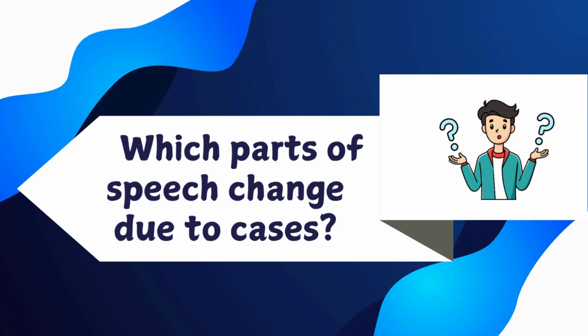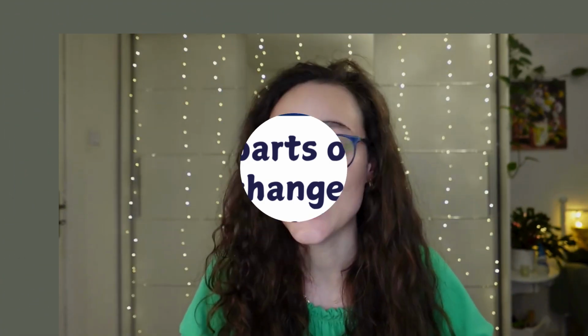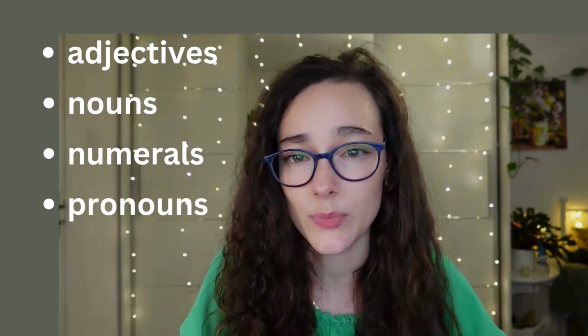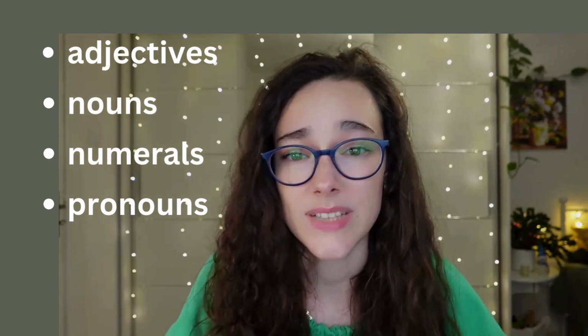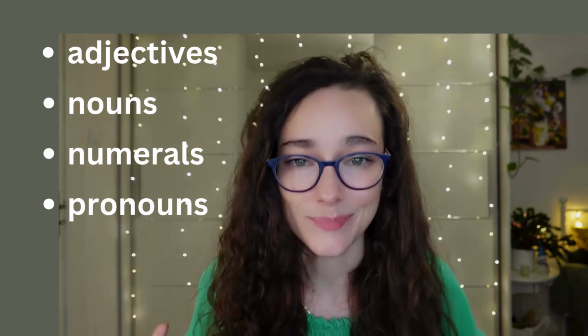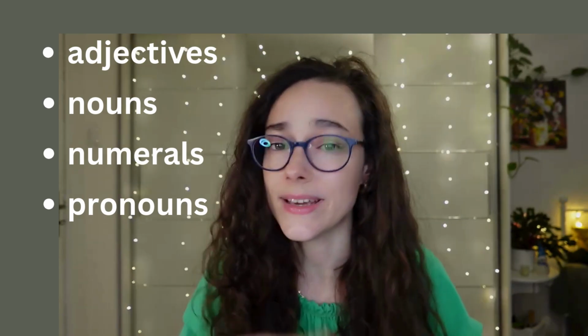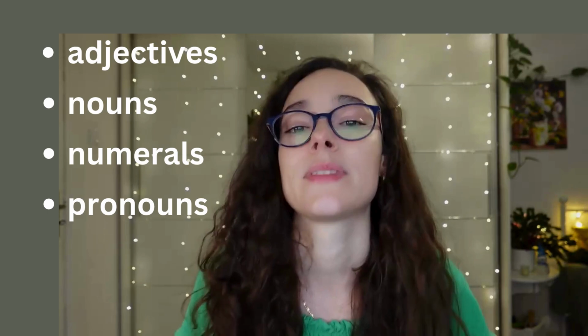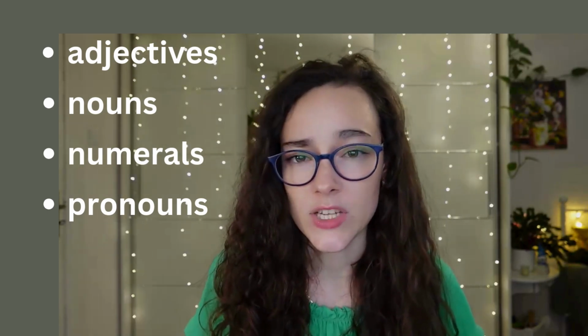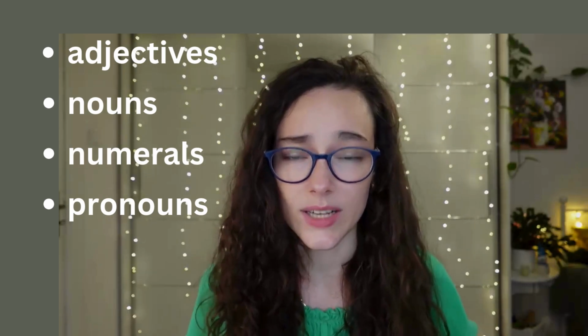Okay, but which parts of speech in Polish will change due to cases? Now, you might wonder which parts of speech are changed by cases. So, in Polish, these are adjectives, nouns, numerals, and pronouns. Pronouns can sometimes change entirely, like in English, I will change to me in its accusative form. In other parts of speech, these changes can be smaller. These changes are helpful for conveying meaning accurately.